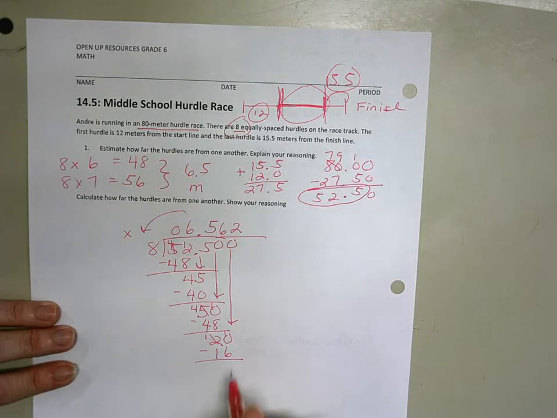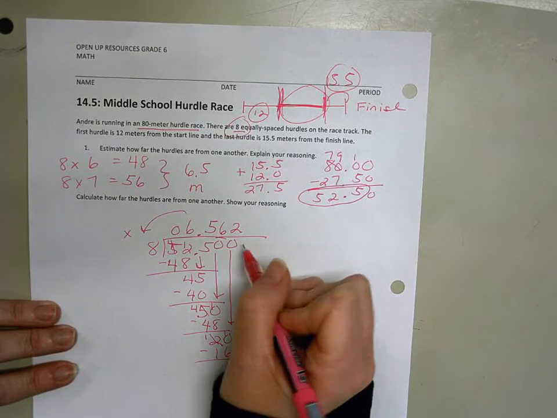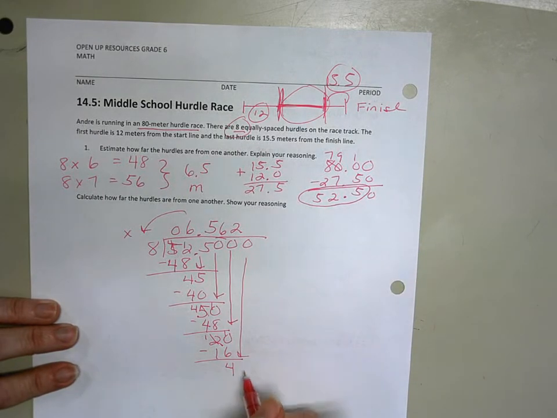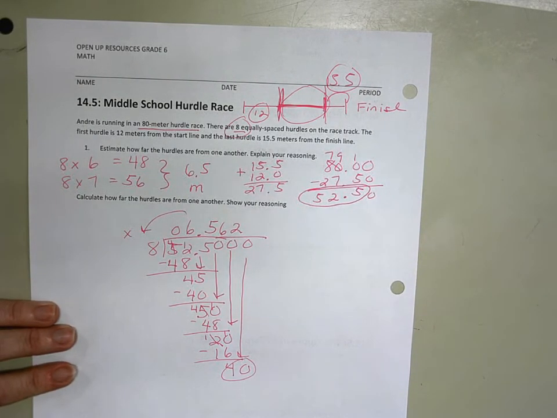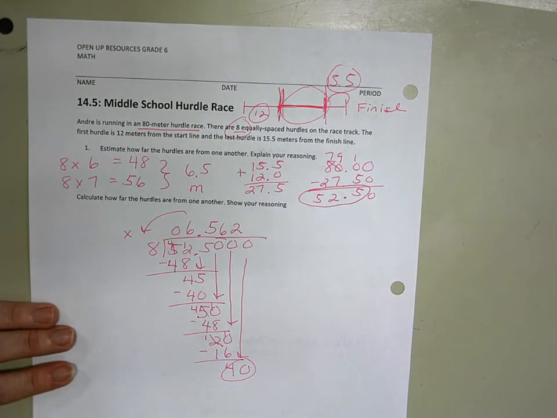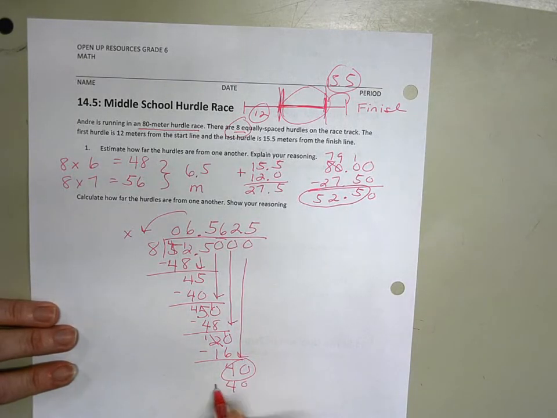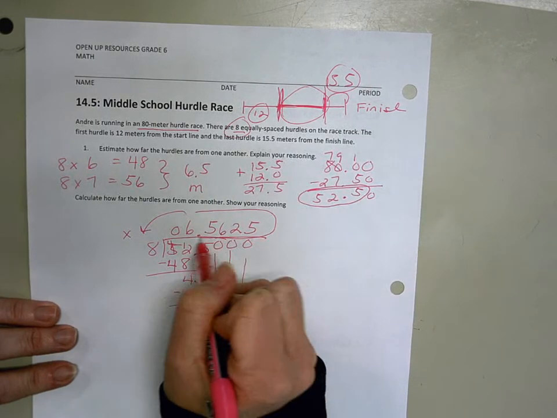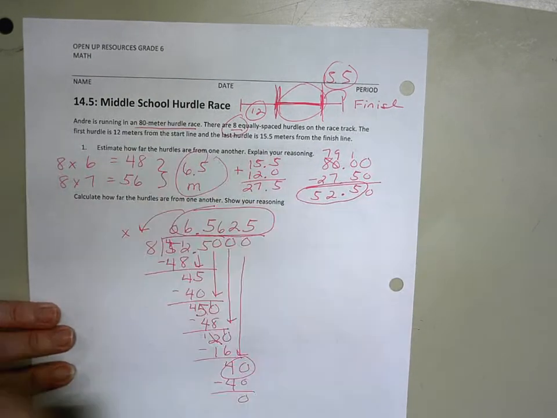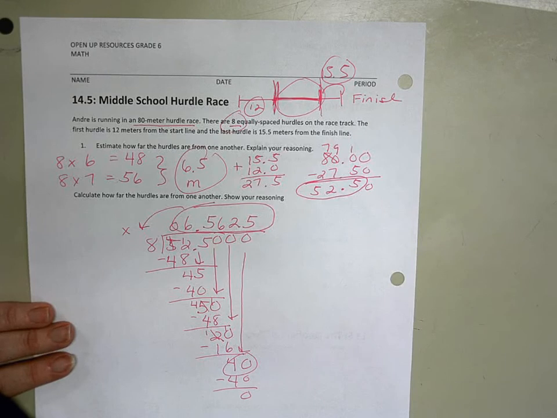and I'm going to regroup. Okay, guess what? We can add a 0, bring it down. 8 times what is going to get us exactly 40? 8 times 5. Yeah. So now we can stop because we have a remainder of 0. And look, the exact distance is pretty close to my estimate.